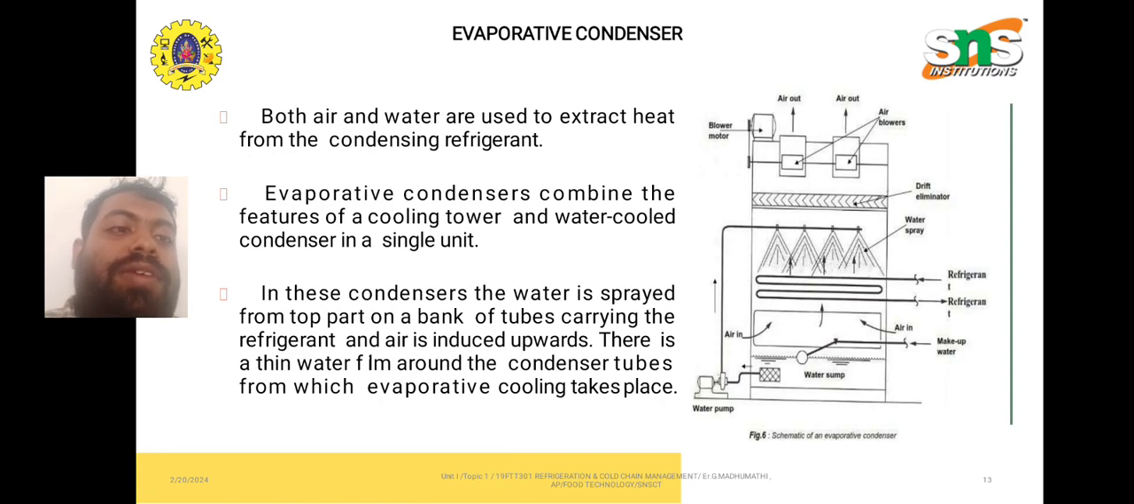Next, about evaporative condensers. In this, both air and water are used to extract heat from the condensing refrigerant. Evaporative condensers combine the features of a cooling tower and water cooled condensers in a single unit. In these condensers, the water is sprayed from the top onto the bank of tubes carrying the refrigerant and air is induced upwards. Therefore, there is a thin water film around the condenser tubes from which evaporative cooling takes place.